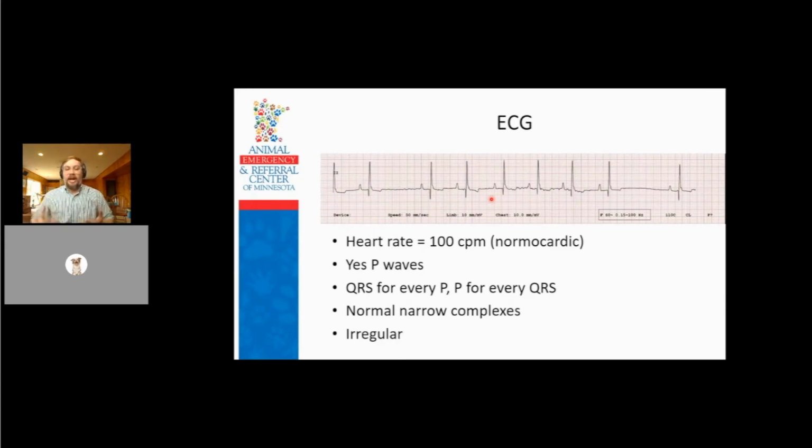The complexes are narrow, normal looking. So it looks like conduction through the ventricles is normal and probably coming from the top in order to get onto that conduction superhighway. And it's irregular. If you look at the distance from this complex to this complex, and then you compare the distance from this complex to this complex, they're different. One's longer, one's shorter. Now, if we had a longer tracing, we may see a bunch of faster, a bunch of slower, a bunch of faster, a bunch of slower. This is very typical of a respiratory sinus arrhythmia, a very normal finding in a relaxed dog.